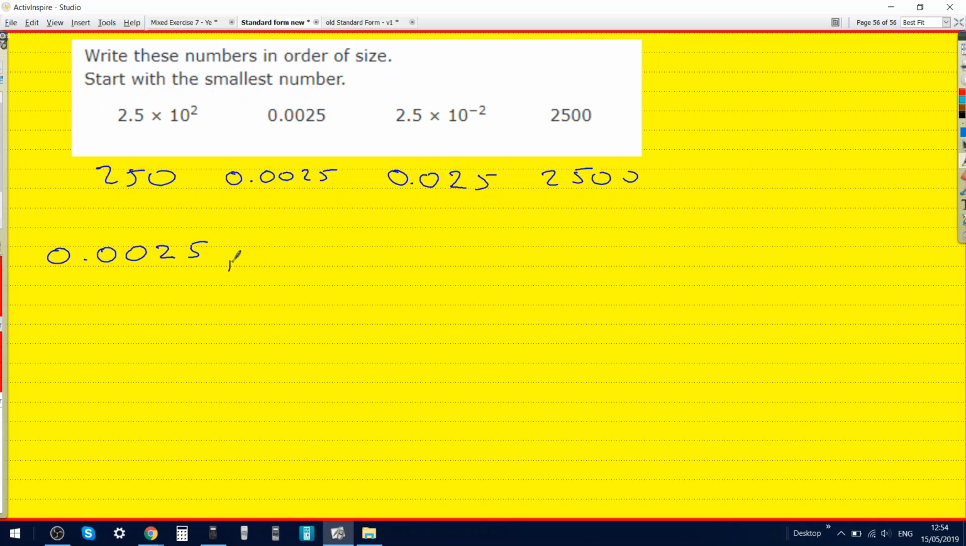They want it in the form that they gave it to you. Oh, right. Write these numbers in order. So if that's the smallest, the next smallest would be 2.5 times 10 to the power of minus 2. And then 2.5 times 10 to the power of 2. And then 2,500.